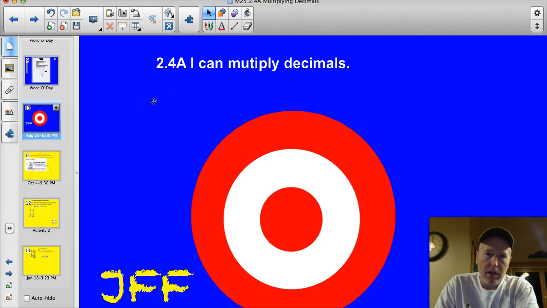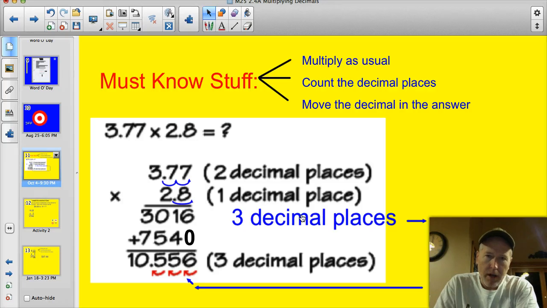Tonight officially our target is 2.48: I can multiply decimals. Let's do this thing. Alright, some must-know stuff. You're going to have to know how to multiply tonight, so I'm going to review that as we go. If you think I'm going too slow sometimes, remember, I'm reteaching some people how to multiply.